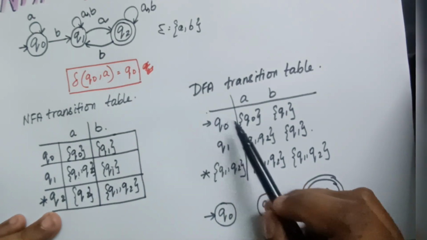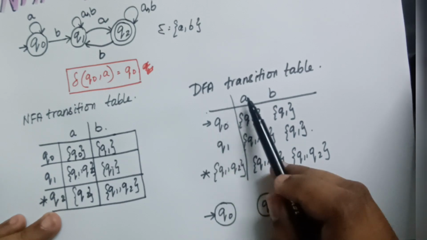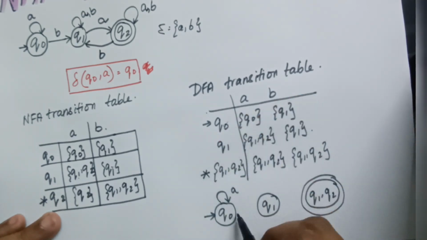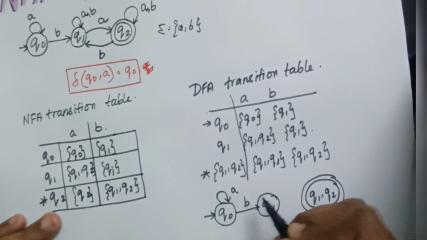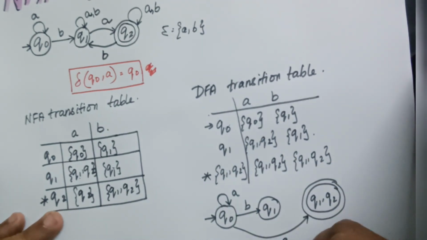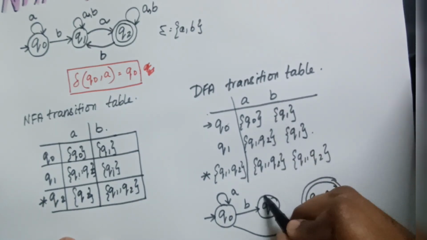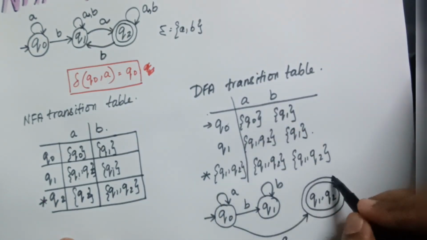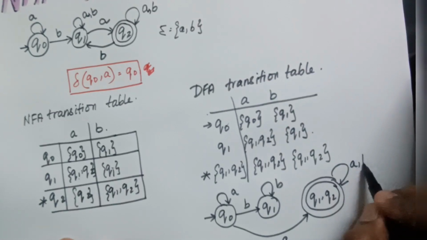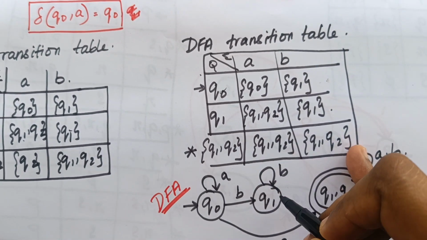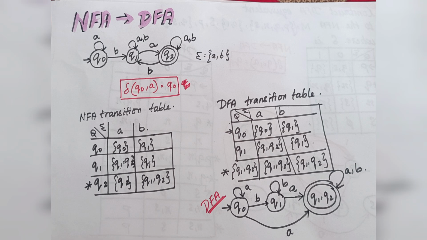Now coming to the transitions. Q0 with A transition, it leads to Q0. Q0 with B transition, it leads to Q1. Q1 with A transition, Q1, Q2. Q1 with B transition, Q1. Q1, Q2 with A transition and B transition, it leads to Q1, Q2. So this is our final DFA for the given NFA.